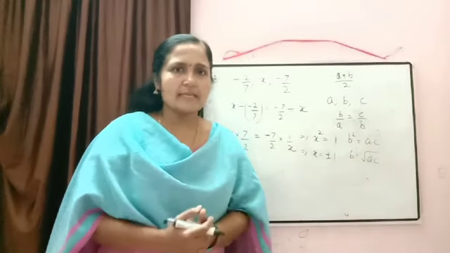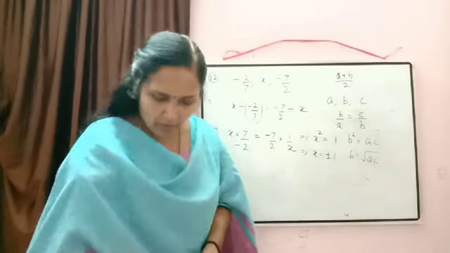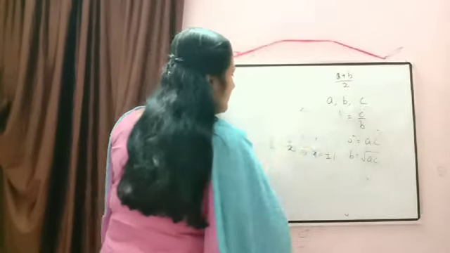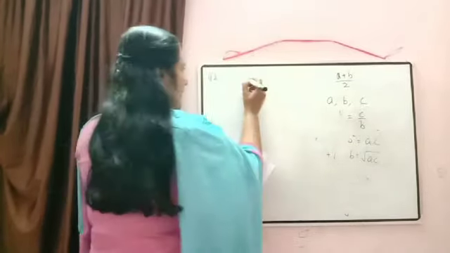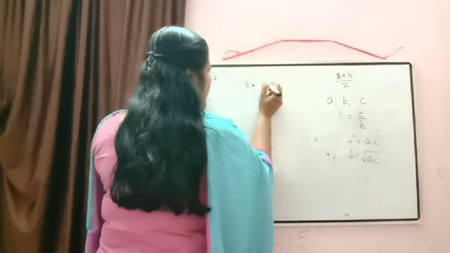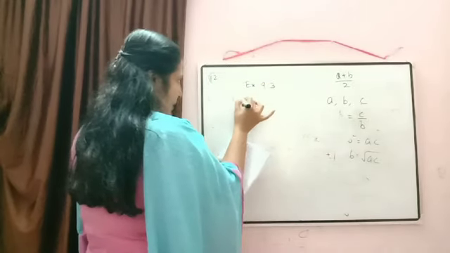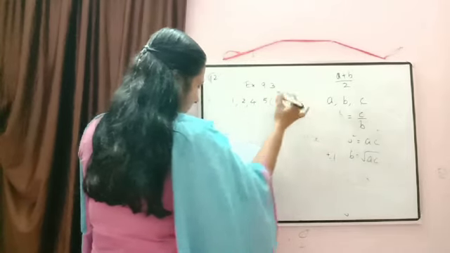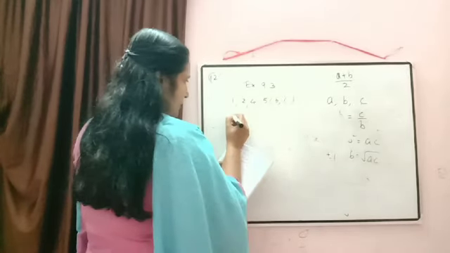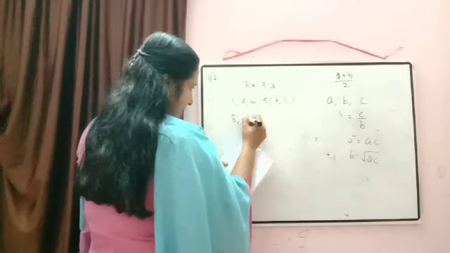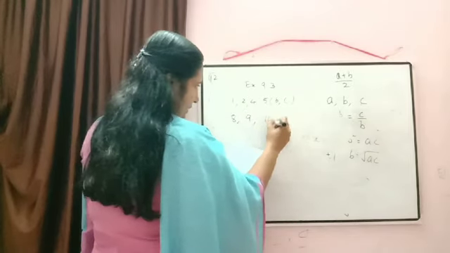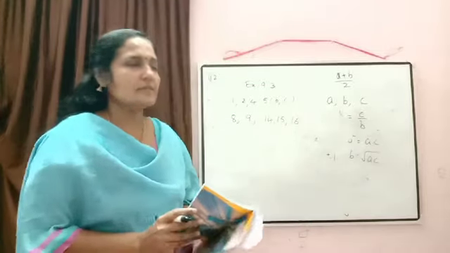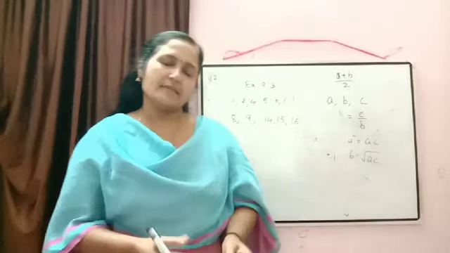So I think today's concepts are clear to you. All of you note down your homework. Your homework is exercise 9.3, question number 1, 2, 4, then question number 5, B and C. Then you can do question number 8, 9, 14, 15, 16. So do these questions and in case of any doubt you can ask. Thank you.